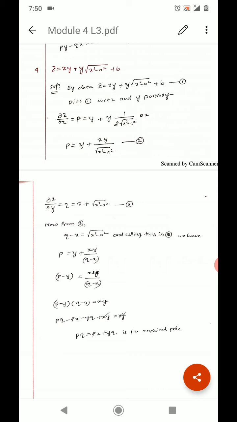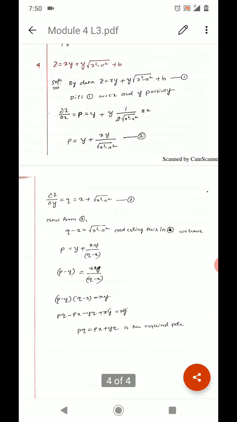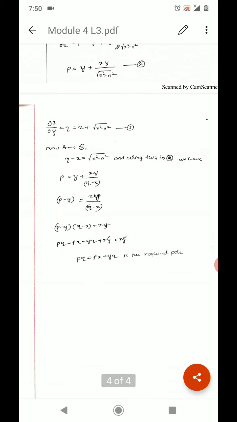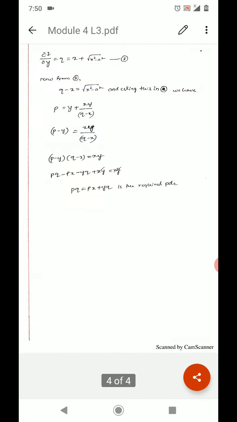So using this in equation 2 we obtain p is equal to y plus xy divided by square root of x square minus a square, means q minus x from equation 3. So if we take y to left side, we obtain p minus y is equal to xy divided by q minus x, and cross multiply we get p minus y into q minus x equal to xy. So if we solve this, we obtain pq equal to px plus yq, which is the required partial differential equation.